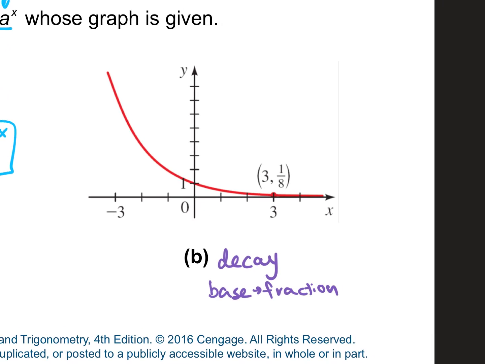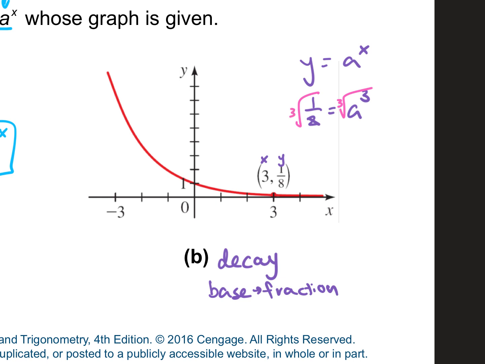So let's do the same thing. We have y is equal to a to the power of x. Well, what's our x? 3. And what's our y? 1/8. So I have 1/8 is equal to a to the power of 3. So you want to think, what number to the third power gives us 1/8? You can actually solve this algebraically and take the cubed root of both sides.